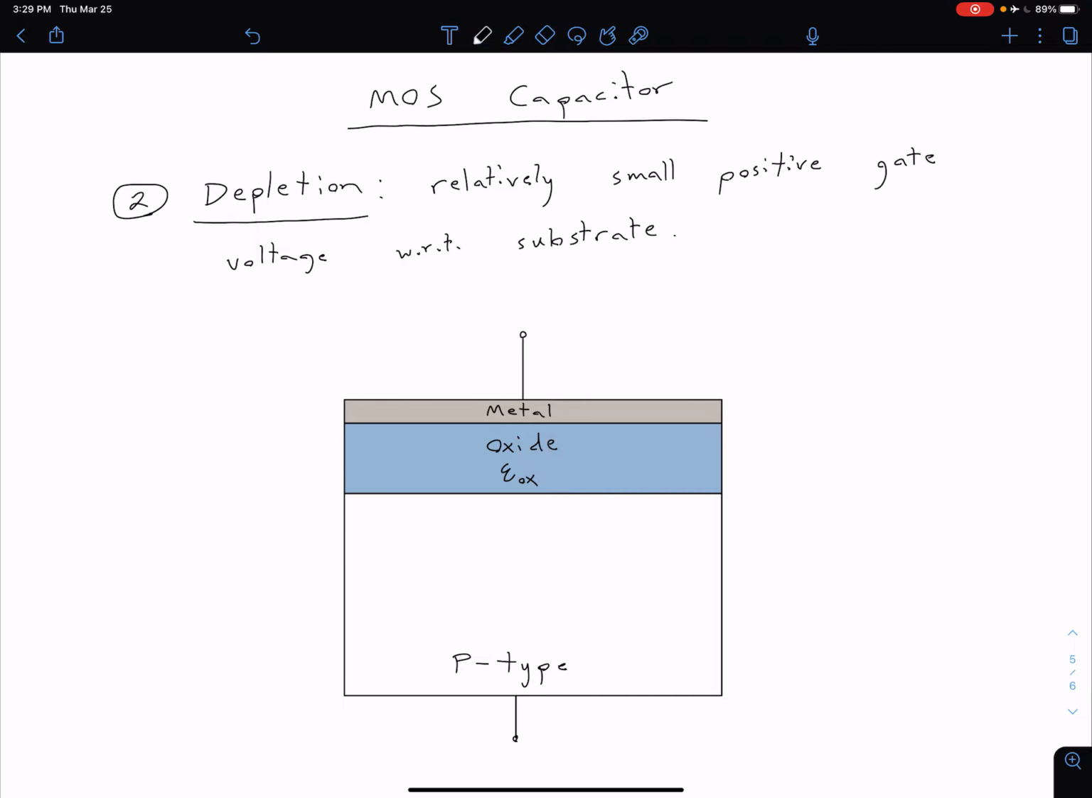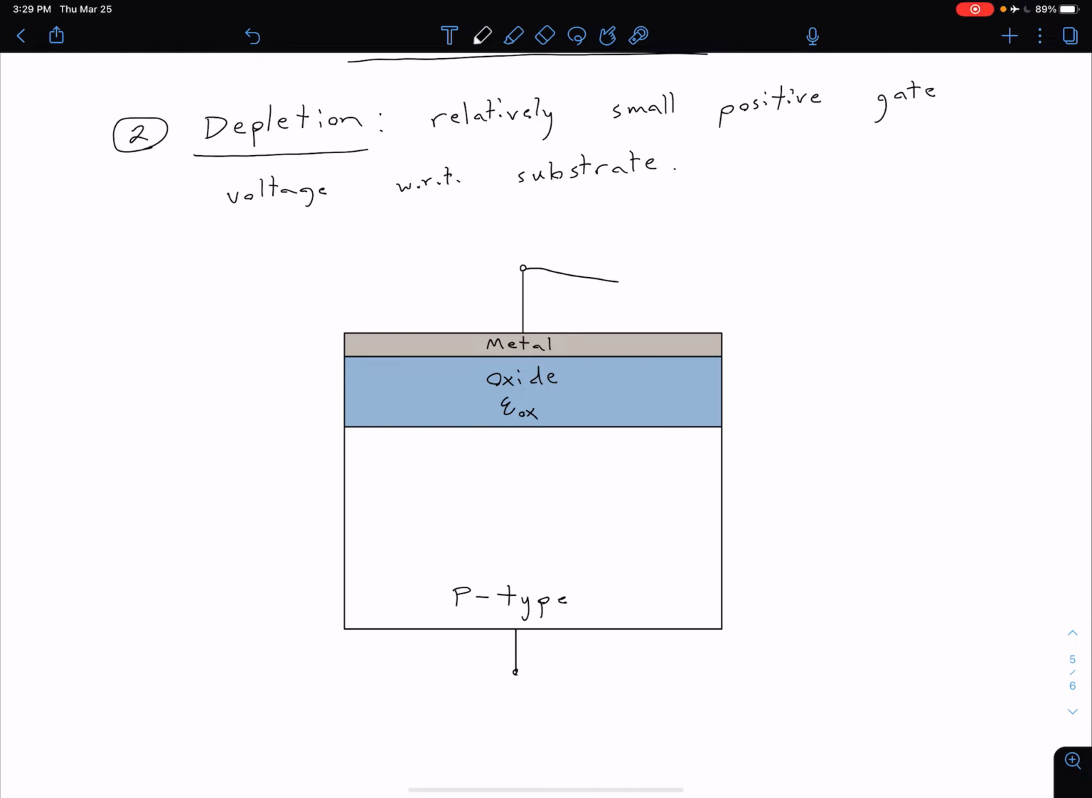In this video, we're going to continue talking about our MOS capacitor to get a better understanding of the field effect. So the second of our three operating modes is our depletion mode. In this case, we have a relatively small positive gate voltage, which is applied with respect to the substrate. So if we come down here to our diagram of our MOS capacitor, we're now going to put our battery with the positive terminal on the gate and the negative terminal on the substrate. Let's say this is V1, and again, it's some small voltage.